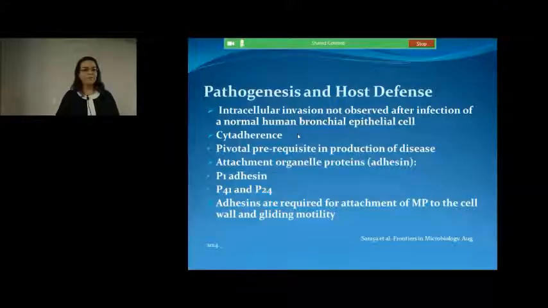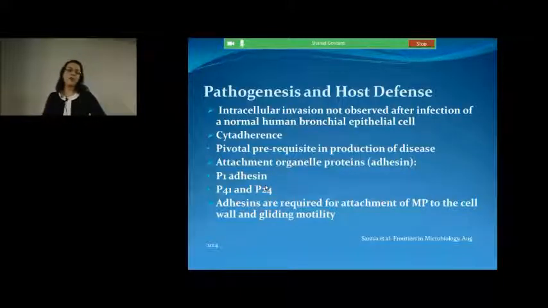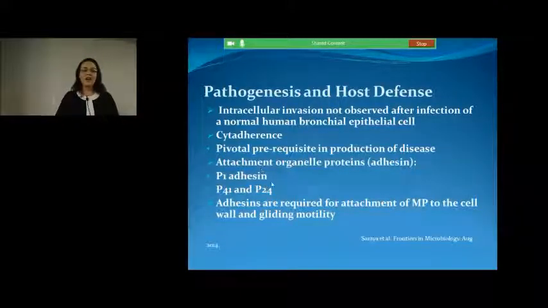So, mycoplasma attaches to the epithelial cells using its attachment organelle that contains adhesins, P1 adhesin and P30 and P116. Those proteins are required for attachment of the mycoplasma to the cell surface and gliding motility. The P1 adhesin is especially important because mycoplasmas who lack this protein are non-adherent and avirulent.